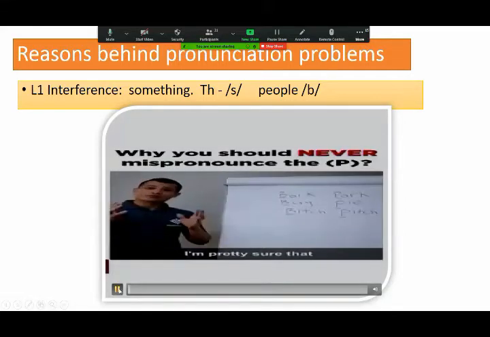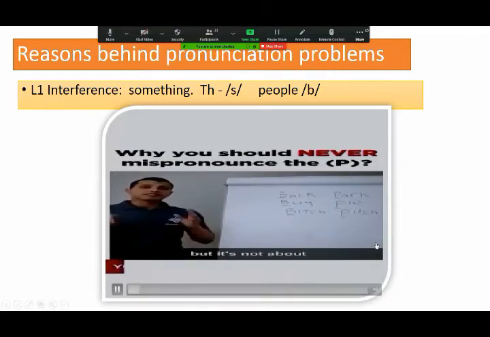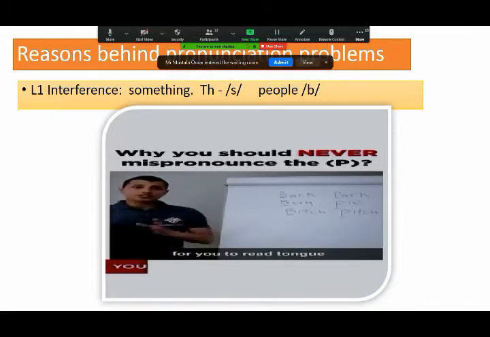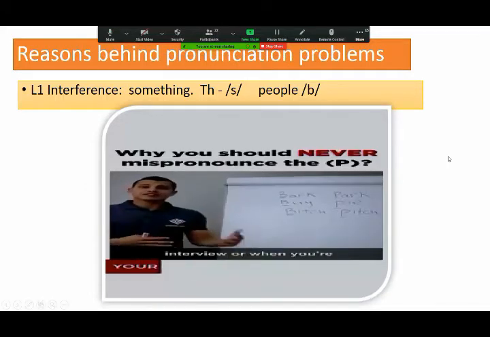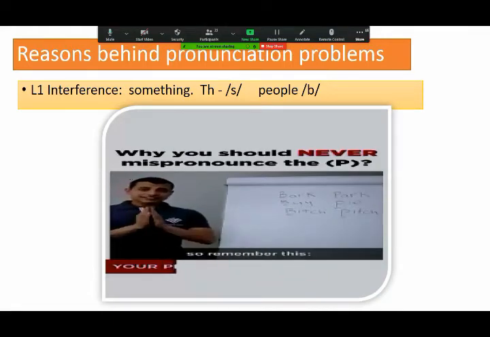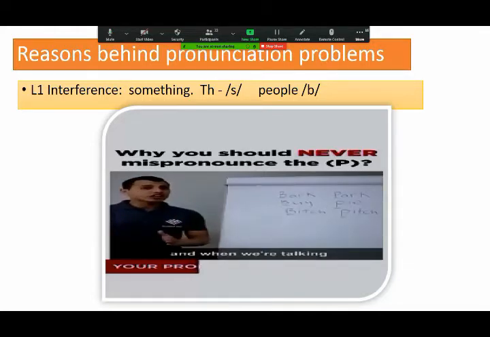I'm pretty sure that most of you know the difference between the B and the P, right? It's only the air. But it's not about knowing the rule. It's about applying and using this rule when you're talking. So if it's kind of hard for you to read tongue twisters for the P and the B, probably going to make a mistake in an interview or when you're making a presentation or having a conversation. So remember this, it's not about knowing the rule, it's about applying and using this rule when you're talking, right? And when we're talking, we're not thinking. So you want to keep practicing the rule until it's in your subconscious mind.